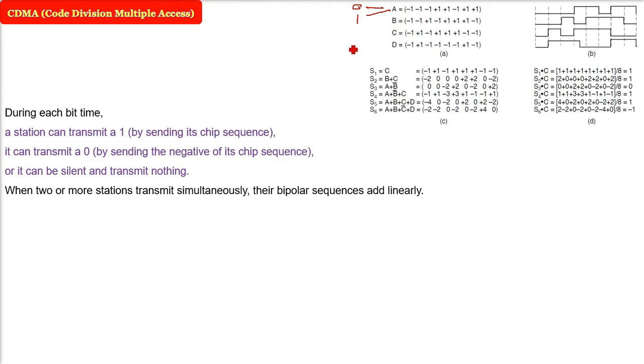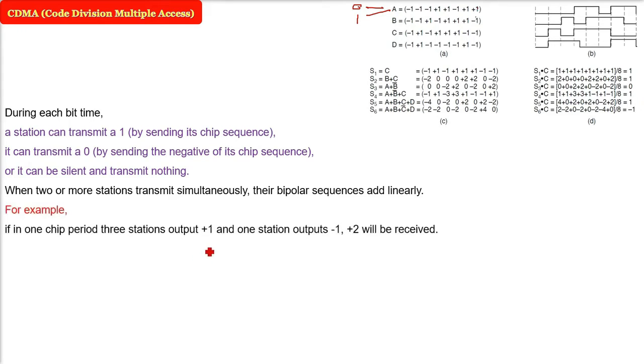So when two or more stations are transmitting simultaneously, their bipolar sequences add linearly. That is, you will take the pairwise products one by one and just add them. For example, in one chip period, 3 stations output 1. For example, A, B, C are sending 1. The D station is sending a -1. Just add them.